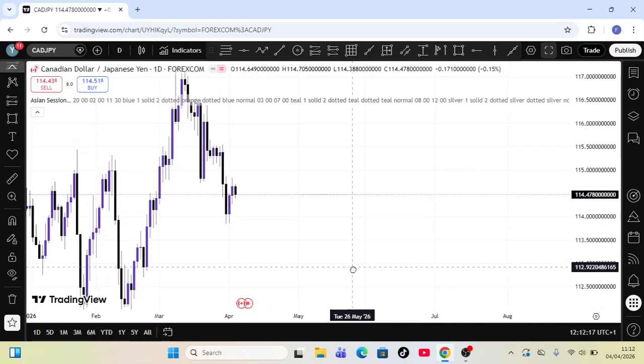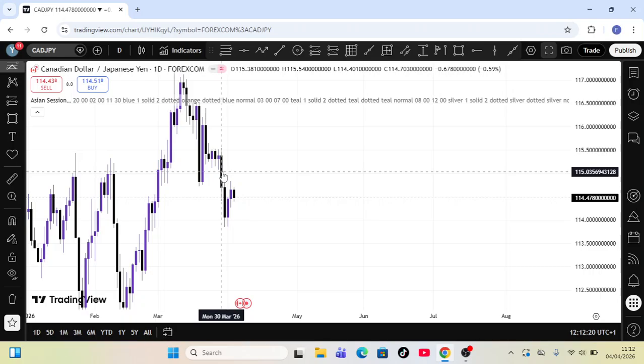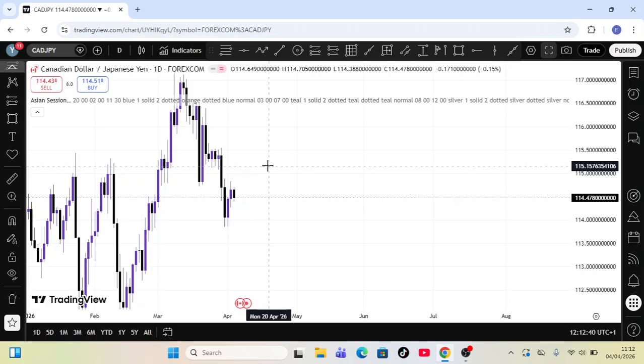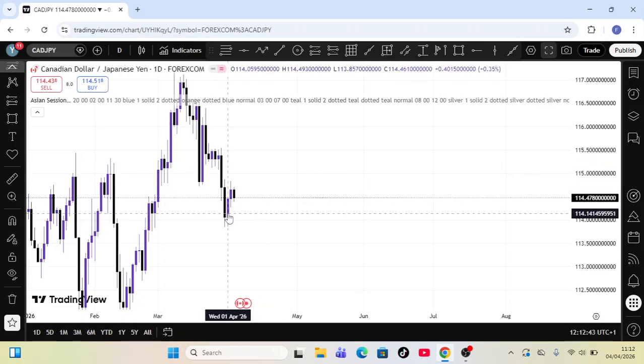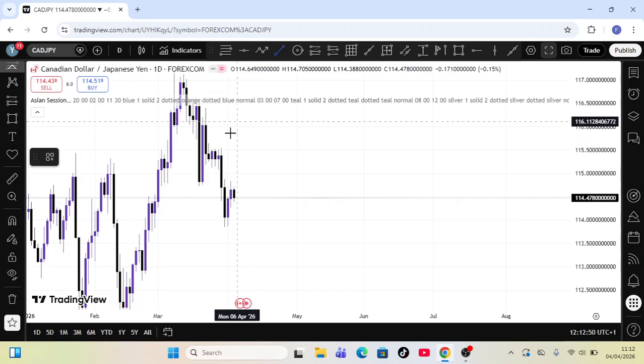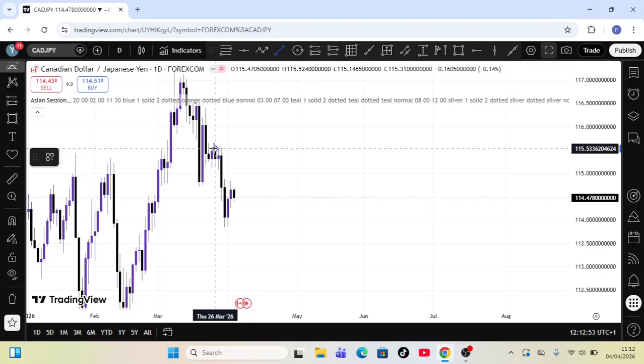You can see this was 30th March, 31st, 1st February, and 1st April. So you can see here the market was down. It was a downtrend, and it gave a simple pullback. Because the market is still on a downtrend, in order for the market to be in a bullish trend, it must take out this place.